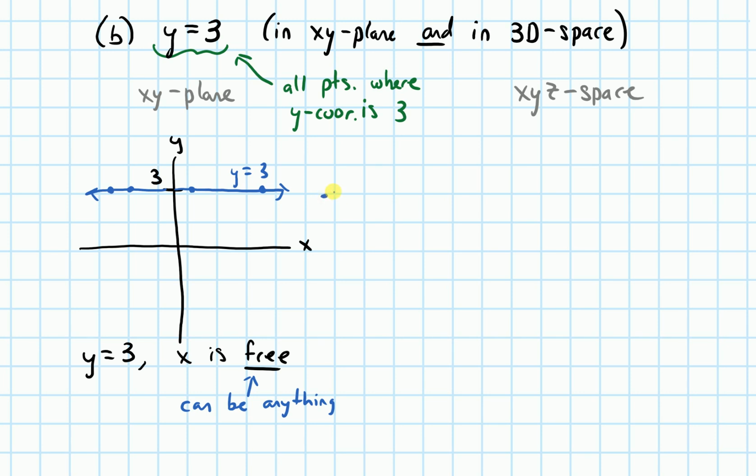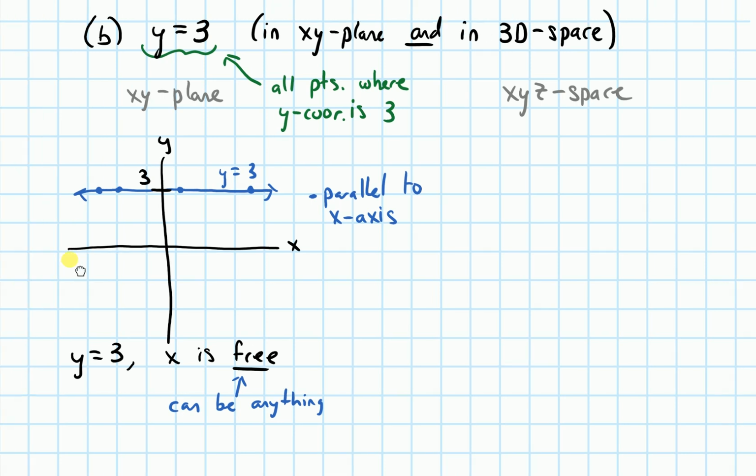And the other key thing that I want to point out about this line is this line is parallel to the x-axis. And that's because y is fixed as this number, while x is allowed to be anything, and that produces this line that's parallel to the x-axis. All right, so now let's try to draw this in XYZ space, so in 3D space.